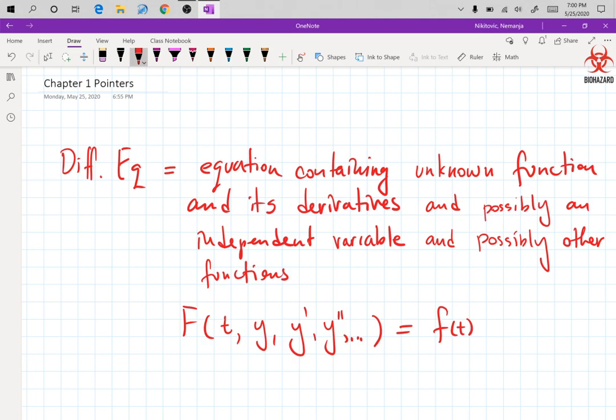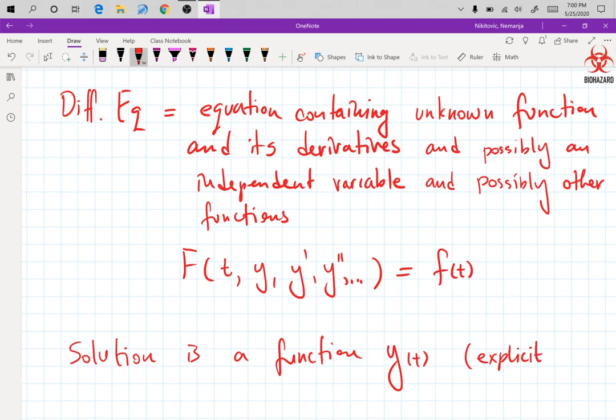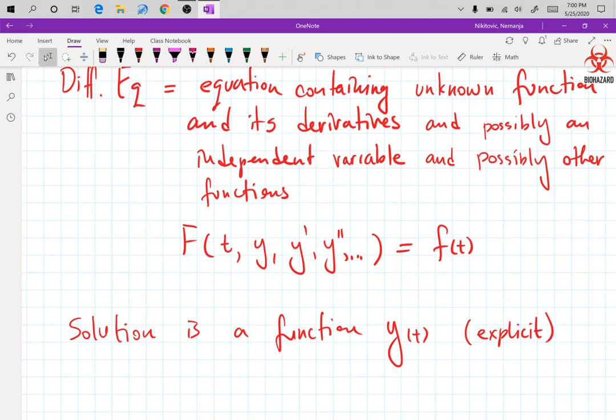So that's the differential equation, and now a solution is a function y of t, and that's where the solution is explicit, or a relation, some kind of F of t equals c, implicit.